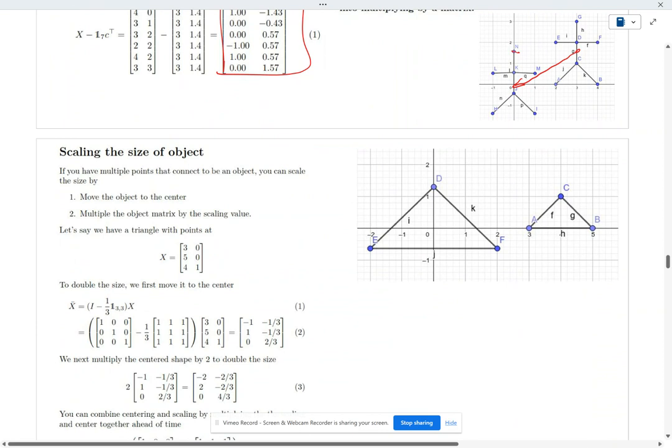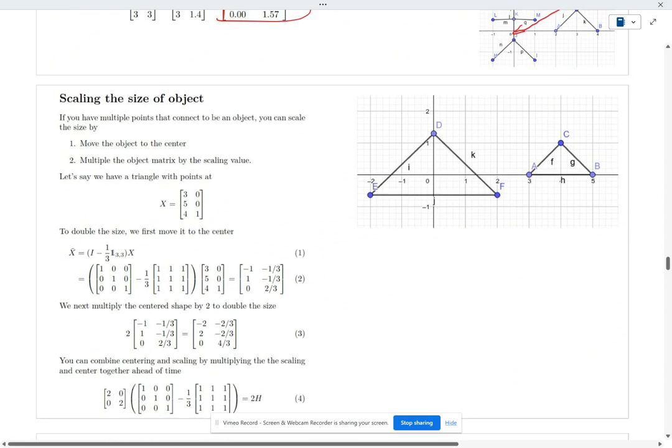Scaling the size. The reason why we want to learn centering is because if you want to double the size of this, the easiest way is to move all the points to the center. And then once you have your triangle here, you just multiply everything by 2, and that will automatically expand it. If you try to just multiply all the points here by 2, it would not work because 3 would be 6.